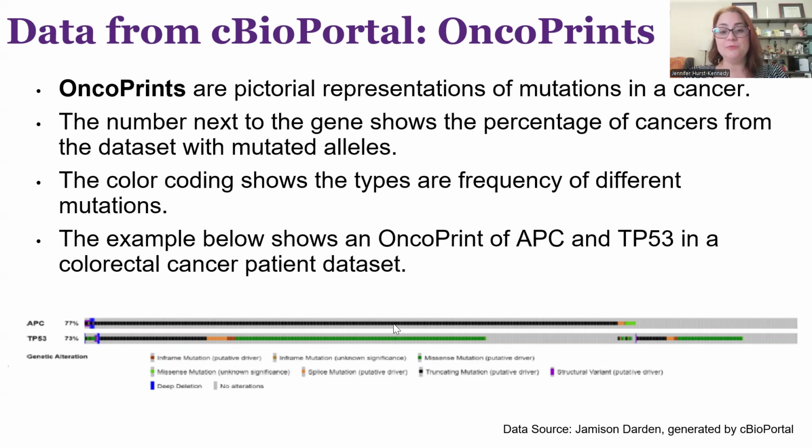Additionally, along the oncoprint, each sliver is an individual sample, and those samples are color-coded based on the type of mutation. We see in this particular data set a lot of truncation mutations and missense mutations. So very quickly, you get this nice graphic representation of the genetic alterations in that particular gene.